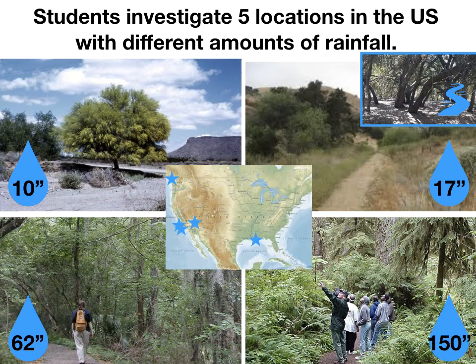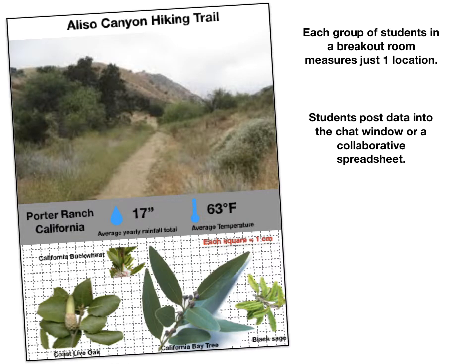I collected data from 5 different locations in the US that have different amounts of rainfall, and I'm going to send my students off to investigate those different spots. Each group of students is going to go into a breakout room where they measure just one location, so they only have data about one place. And then the students are going to post their data either into a chat window or ideally, if they've got the skills, to a collaborative spreadsheet so we can combine all of our data together.